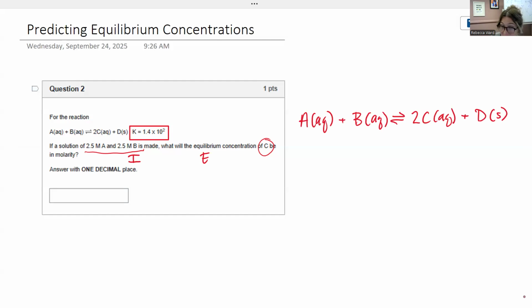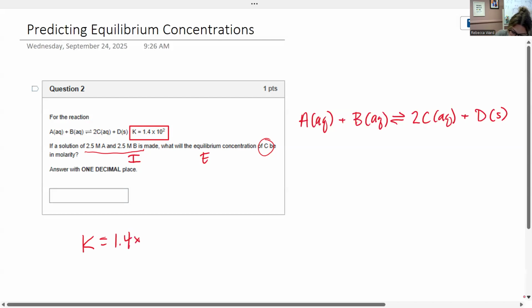So notice that that's solid, which is important because when we go to write our K expression, what does this 1.4 times 10 to the 2 equal? D doesn't have a seat at the table. That's equal to C squared divided by A times B. It doesn't mean that D is not being made. It just means that it's not going to be incorporated in our K expression.